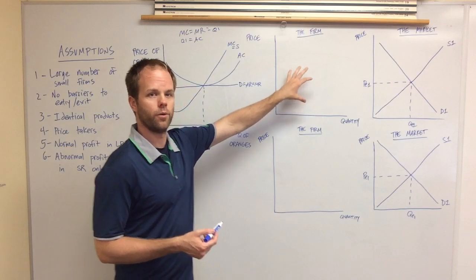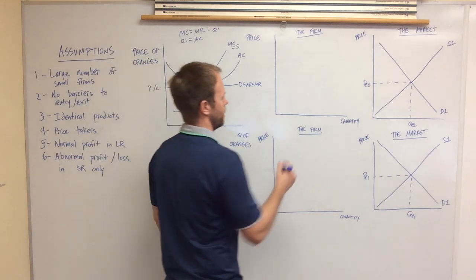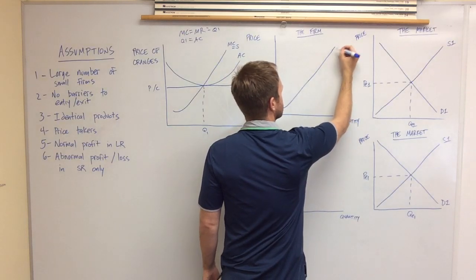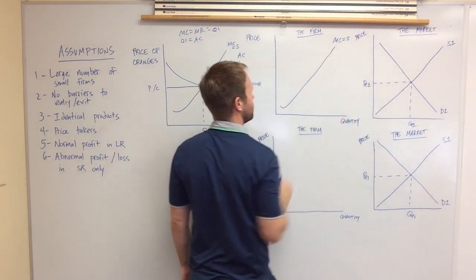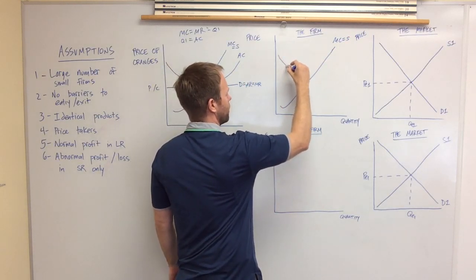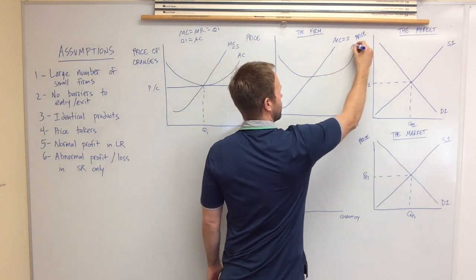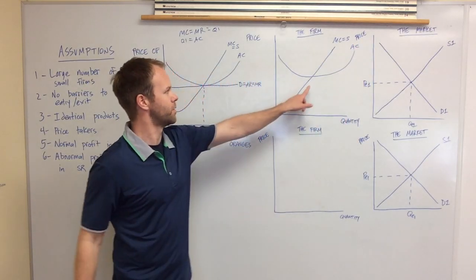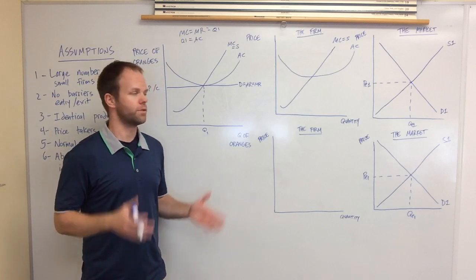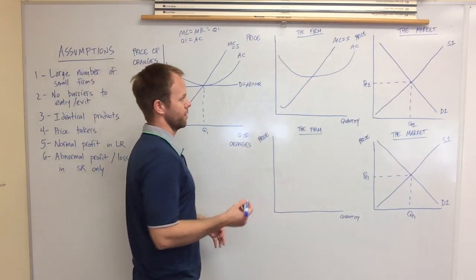Remember, this graph here is going to be abnormal profit, but only in the short run. So here we go, marginal cost. Again, that's the same thing as supply. And then we're going to give ourselves the average cost curve. You want to show average cost hitting marginal cost at the lowest point. If you watched the video about economies of scale and the law of diminishing returns, this is where businesses want to be producing to minimize their costs.